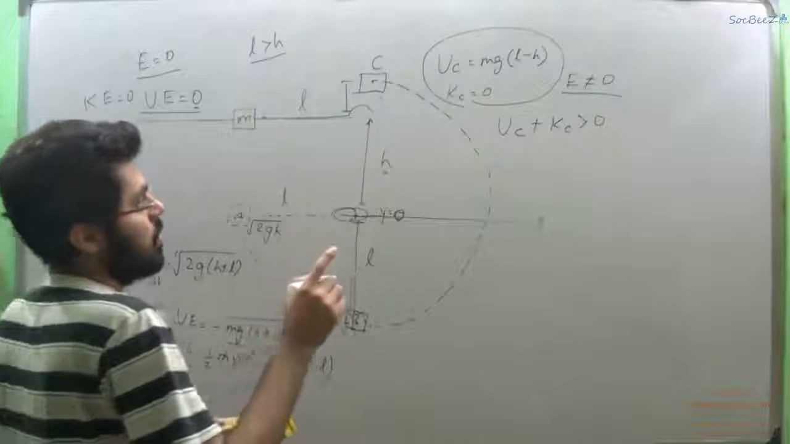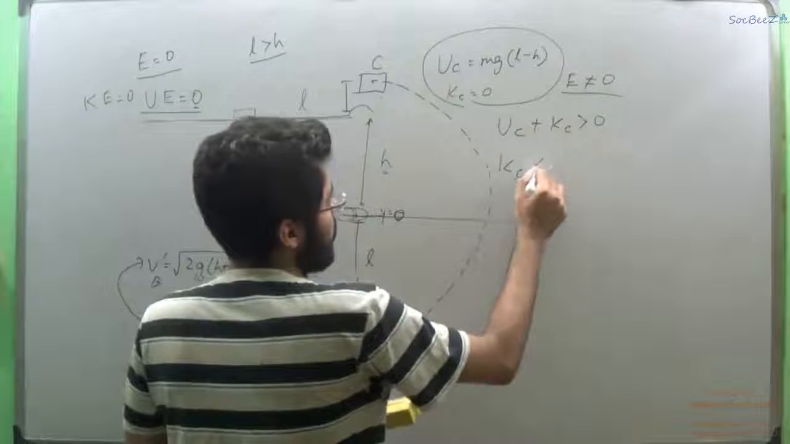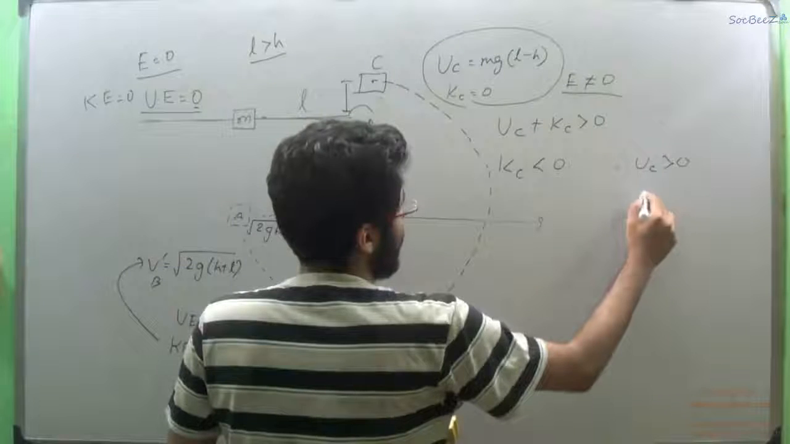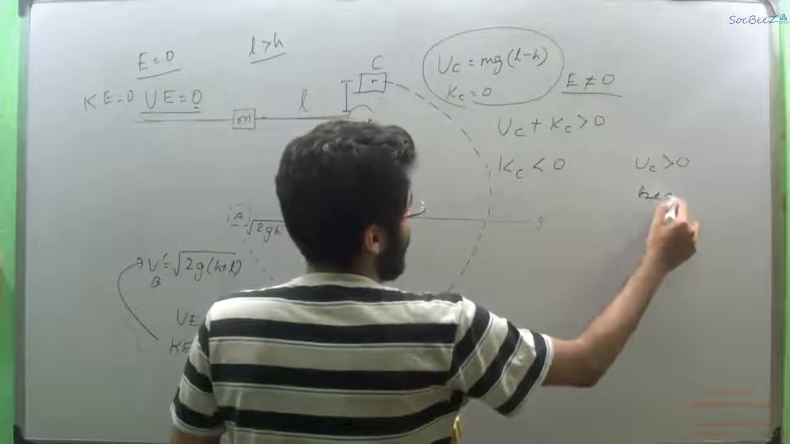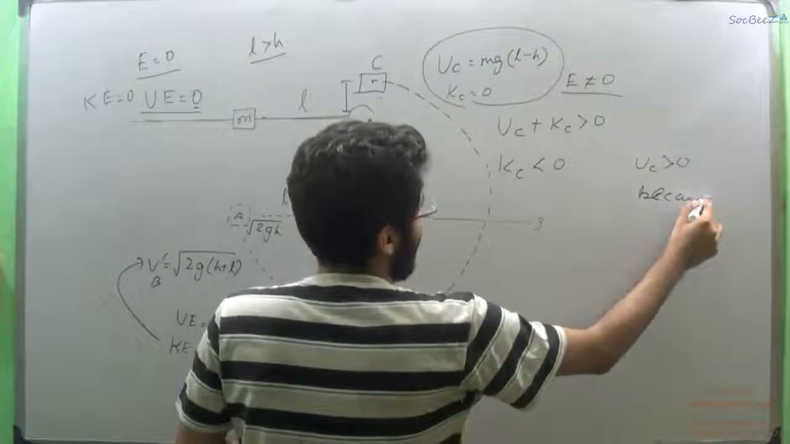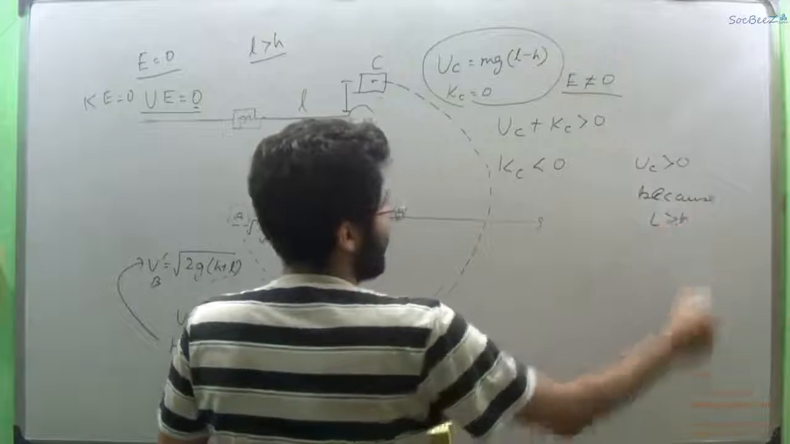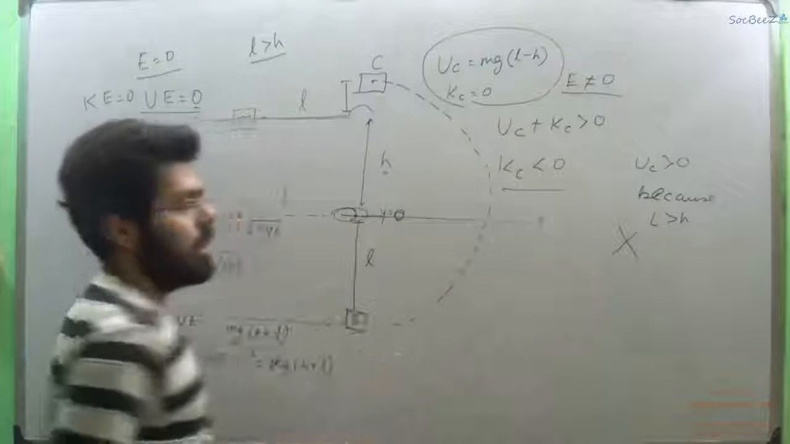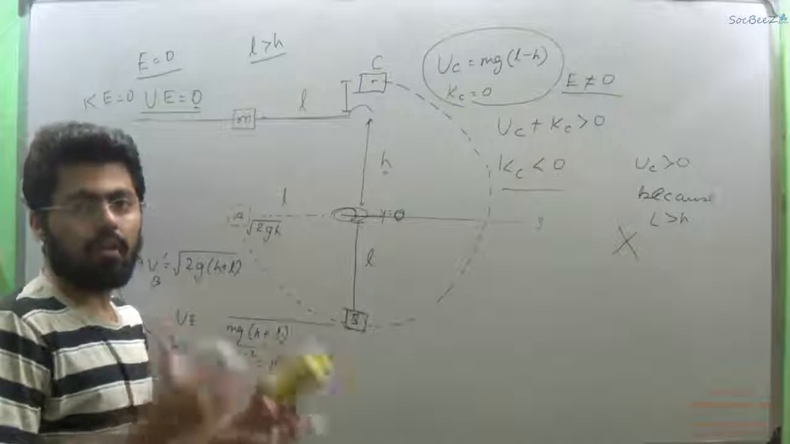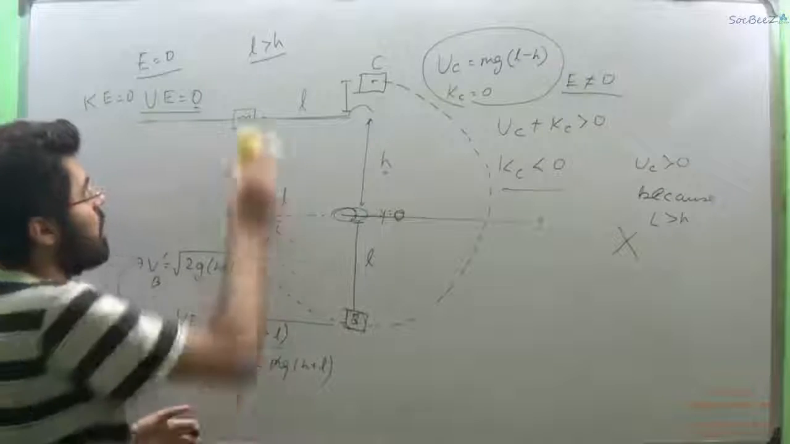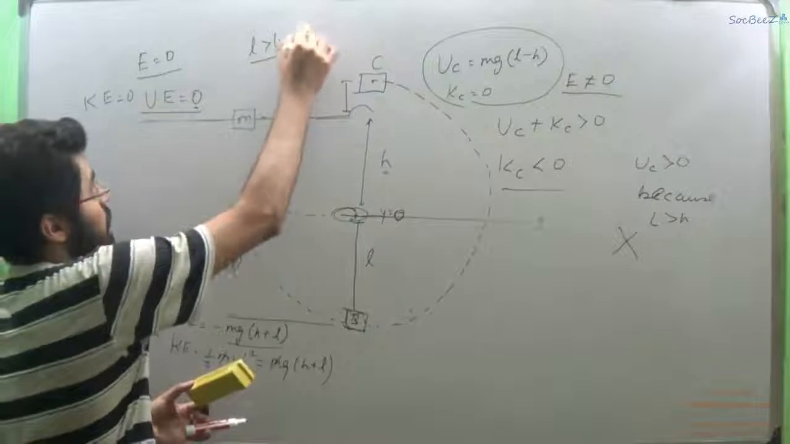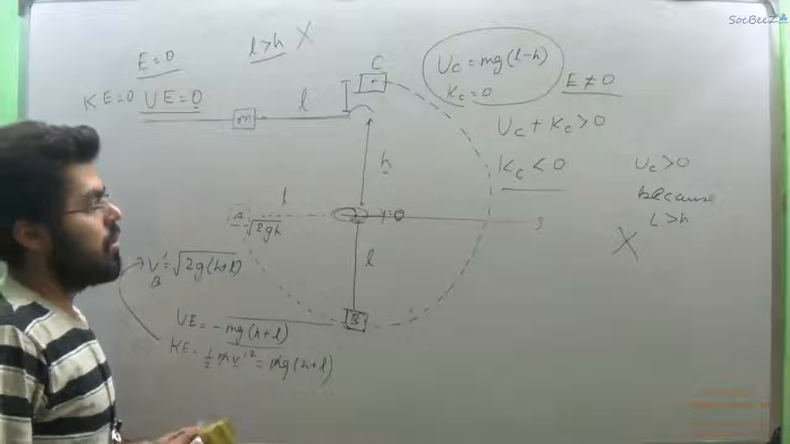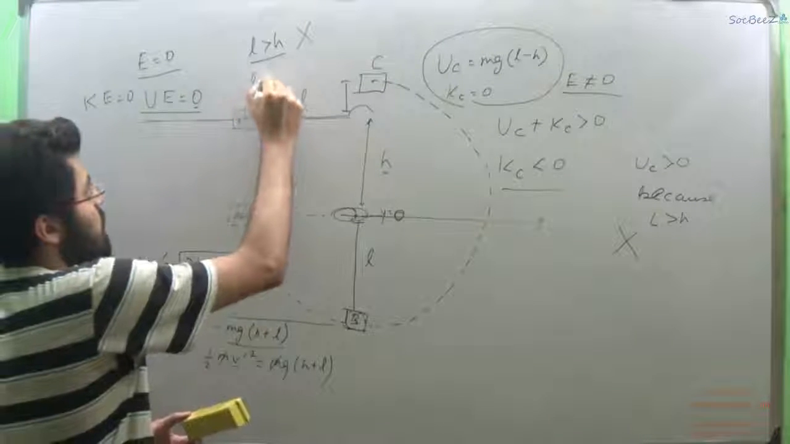Now to make it 0, K has to be negative, because U is positive, because L is greater than H. This is impossible, because kinetic energy can never be negative. Half m v square can never be negative. It means the assumption we have taken here is wrong. So once this assumption is wrong, let us take that L is equal to H.